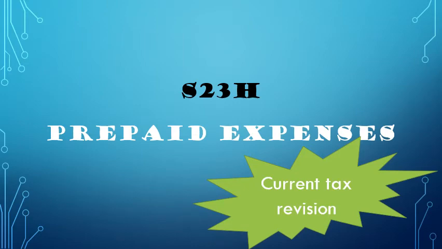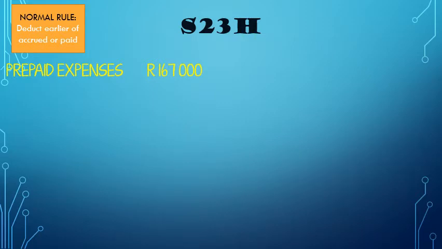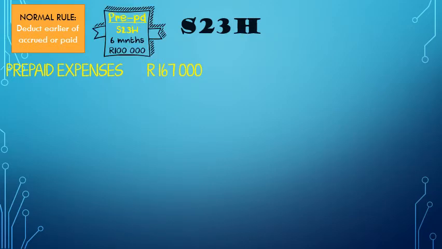Current tax revision: the effect of Section 23H on prepaid expenses. For prepaid expenses, the normal rule is that an amount can be deducted at the earlier of when it has accrued or when it is paid. However, Section 23H places a limit on the amounts that are deductible for tax purposes regarding prepaid expenses.